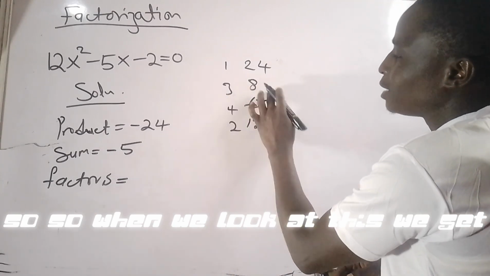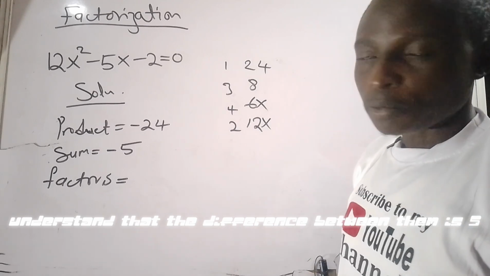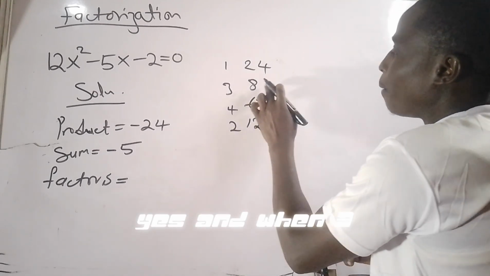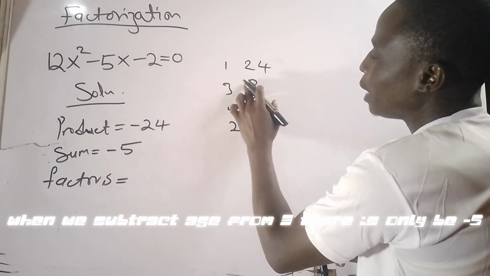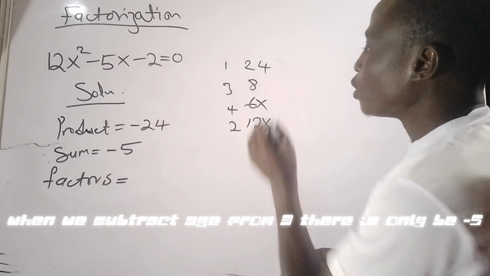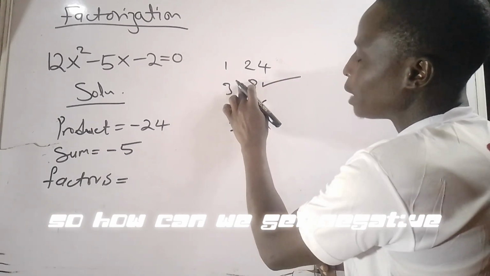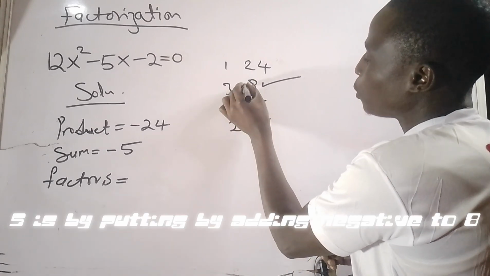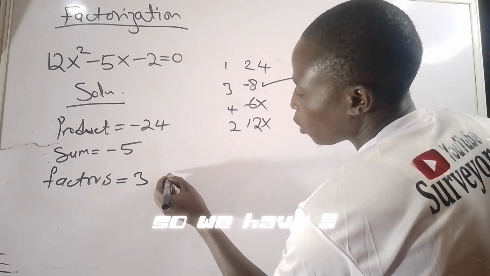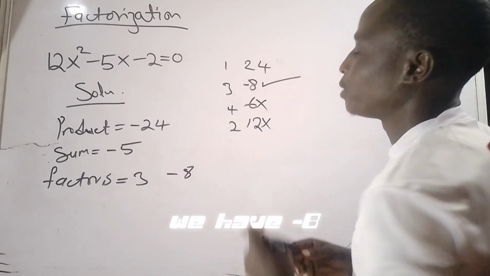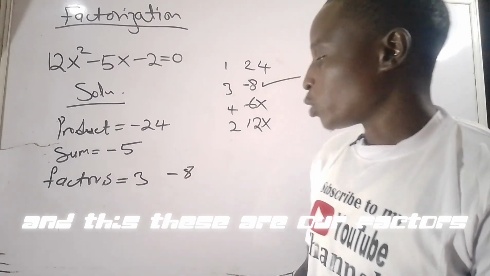So when we look at this, we understand that the difference between 3 and 8 is 5. And when we subtract 8 from 3, the result will be negative 5. So this is what we are looking for. So how can we get negative 5? By adding 3 to negative 8. So we have 3 and negative 8, and these are our factors.